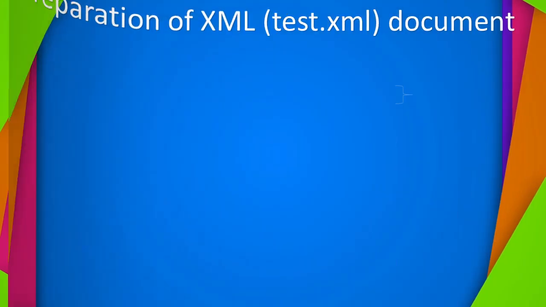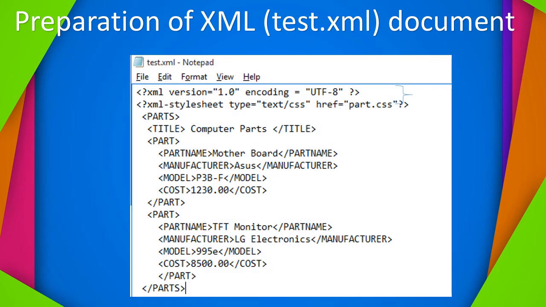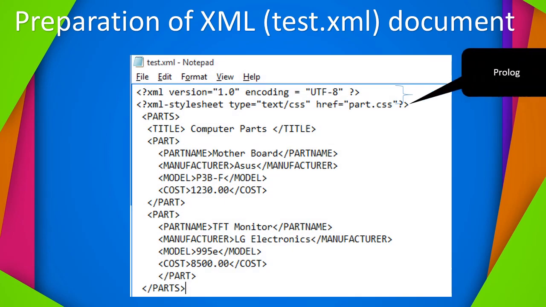Just open the notepad. First, we indicate a prologue, then the style sheet linking, and see the root tag, the parent tag is parts, and the sub tag title, right? It shows that it is a title, and parts is also a sub root tag, and it has many sub tags: part name, manufacturer, model, cost.